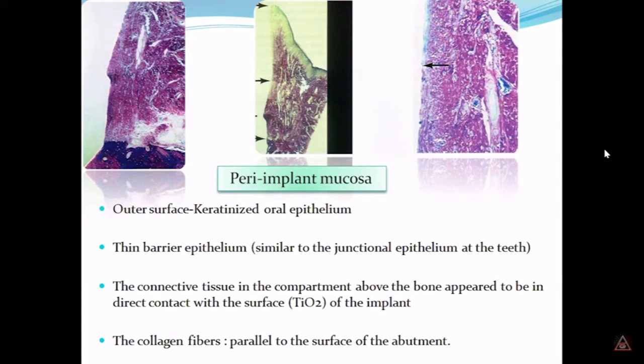And the collagen fibers in peri-implant mucosa run parallel to the surface of the abutment. Because there is no cementum, there is no attachment of fibers, there is no periodontal ligament. So that's why the fibers will run parallel to the surface of the abutment. So you should remember these things.